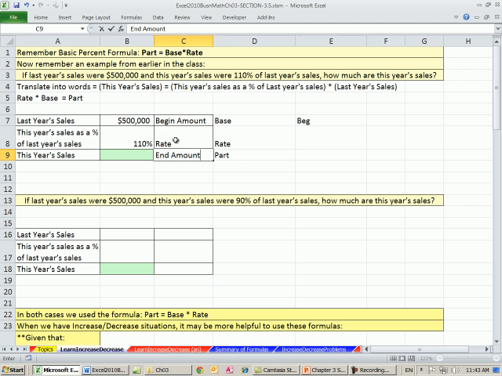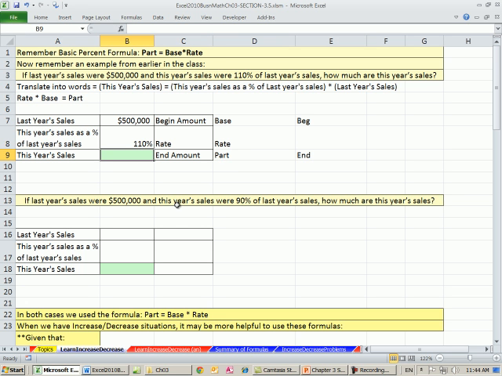What's nice about begin and end is that these were last year's. We went through time and got to this year. So we had a begin amount and an end amount. We'll see stock examples where the begin amount will be what the stock was worth at the beginning of the year, and then the end will be our end amount. All right, and we're going to refer to this as end.